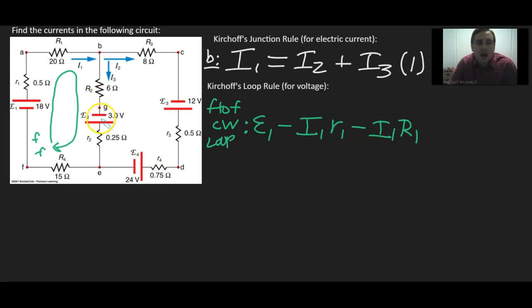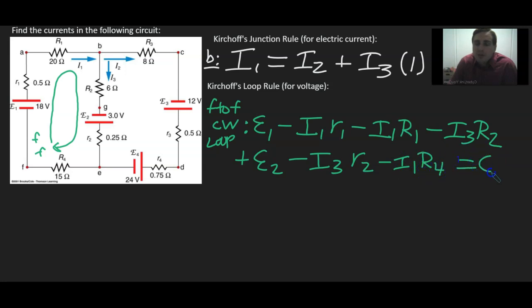Then through the middle branch, we're on current I3. But then we go through resistor 2. So then we go minus I3 R2, and then we go across this battery in the correct direction from the negative to the positive terminal. So that should be plus epsilon 2, and then minus this internal resistance, because we're going with the current I3, so it should be minus I3 little r2. And then we should go this direction, and again we're back to I1, and we're going the correct direction across this resistor, so in order to get an energy decrease, it should be minus I1 R4. And that should equal 0.